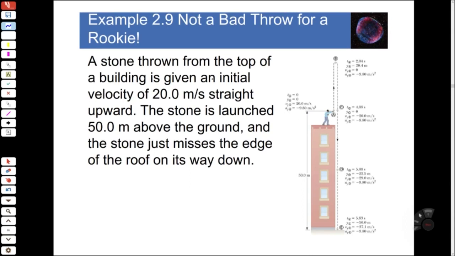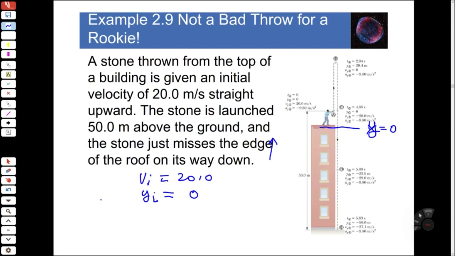So this is an example. A stone from the top of a building is given an initial velocity. So the initial velocity is 20.0, and it's plus, so it means you throw it upward. The stone is launched 50 meters above the ground. It means that if I take this as x equal to 0, let's call it y here, because this is the vertical direction, so y initial is equal to 0. And the stone just misses the edge of the roof on its way down.